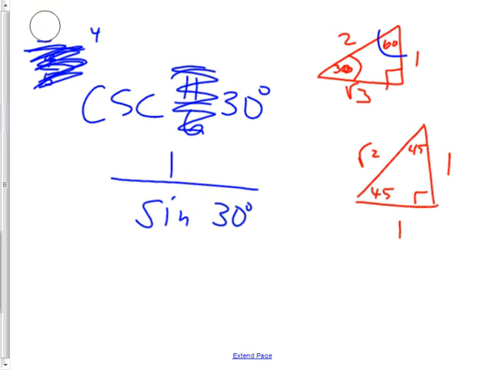So that's what you're doing here: 1 divided by, this answer is going to be a fraction. Did I say this is going to come up multiple times? Mm-hmm. What is it? What's sine of 30? Did you memorize it yet? 1/2. Good.